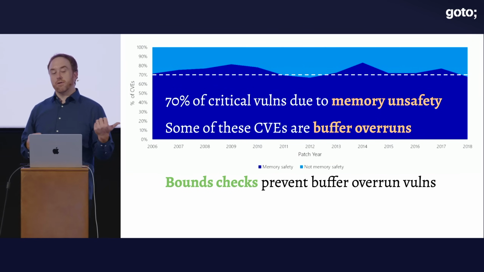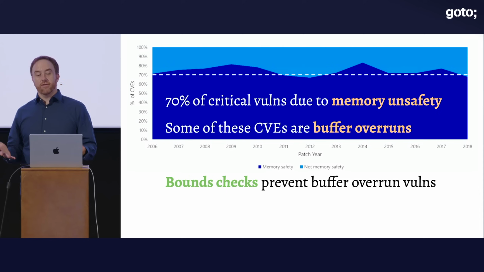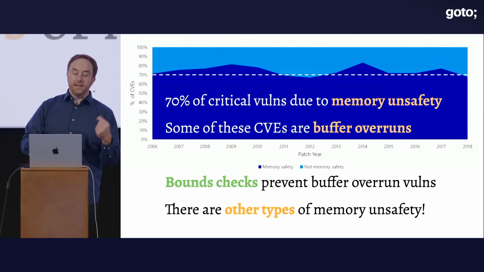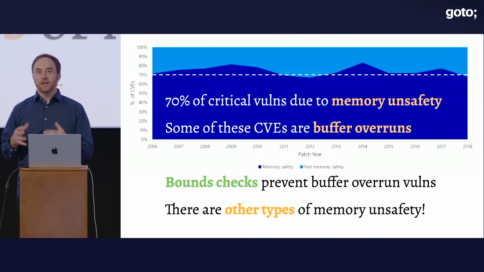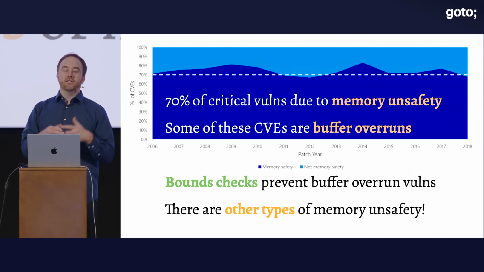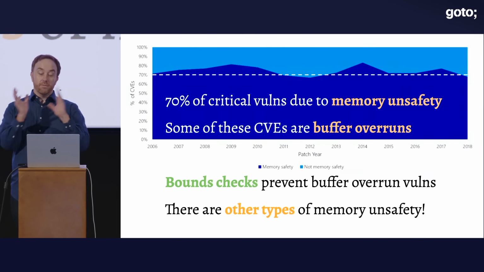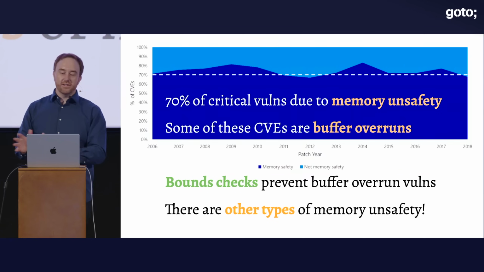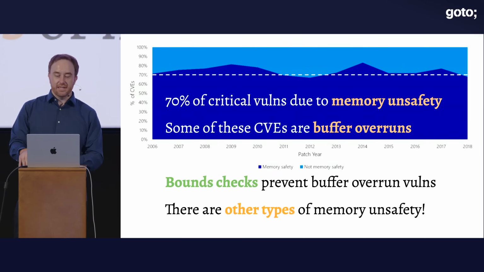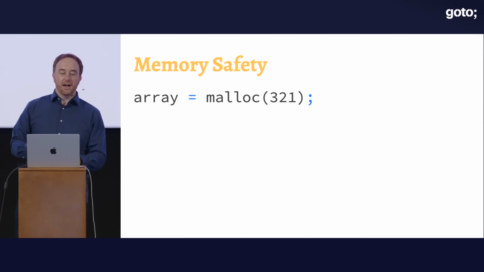Now, bounds checks, like what we saw that Zig and Rust are doing, prevent buffer overrun vulnerabilities, but these are not the only types of memory unsafety. Unfortunately, Microsoft didn't break down what percentage of those critical vulnerabilities were memory unsafety due to buffer overruns versus other types, but let's briefly talk about two of the other types of memory unsafety. It's kind of a big three, and these are the other two.